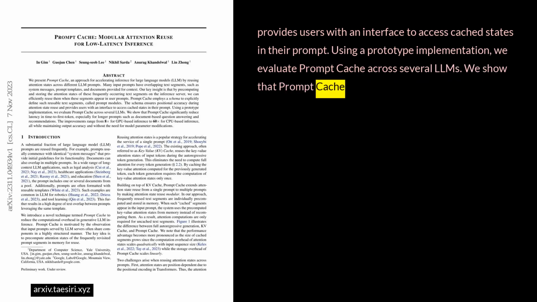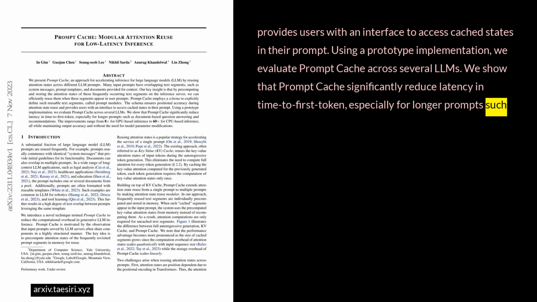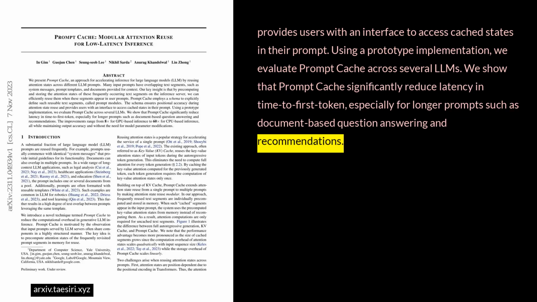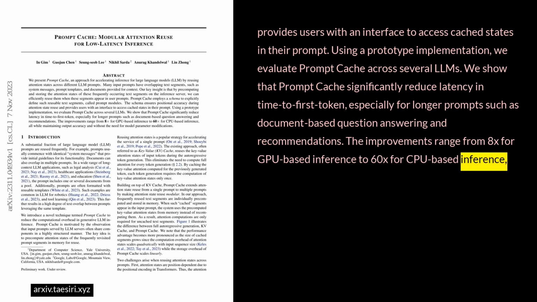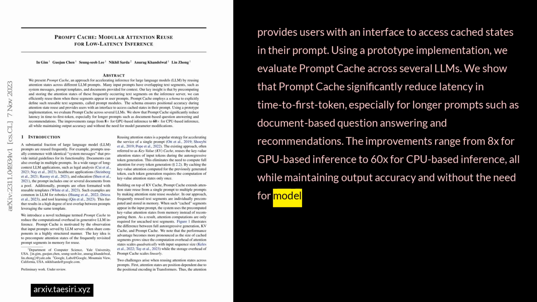We show that Prompt Cache significantly reduces latency in time to first token, especially for longer prompts, such as document-based question answering and recommendations. The improvements range from 8x for GPU-based inference to 60x for CPU-based inference, all while maintaining output accuracy and without the need for model parameter modifications.